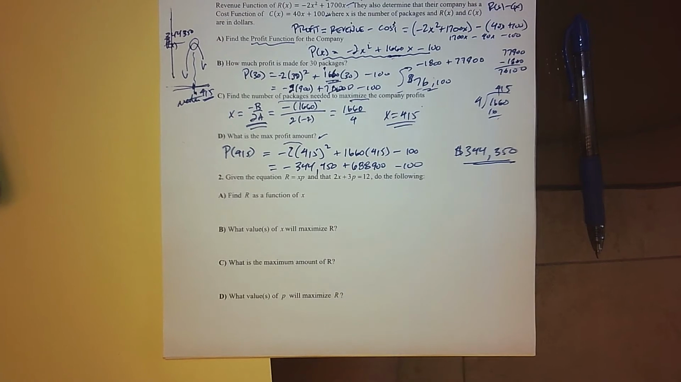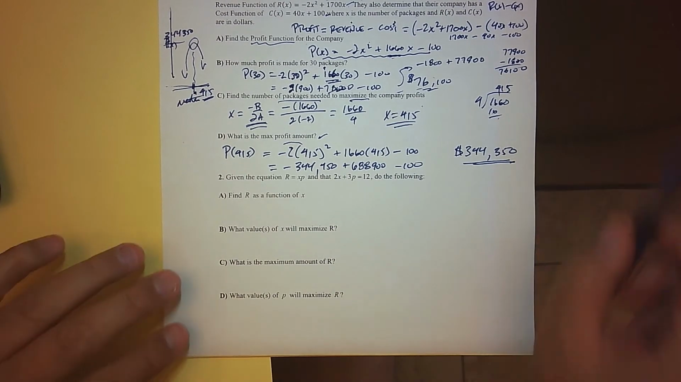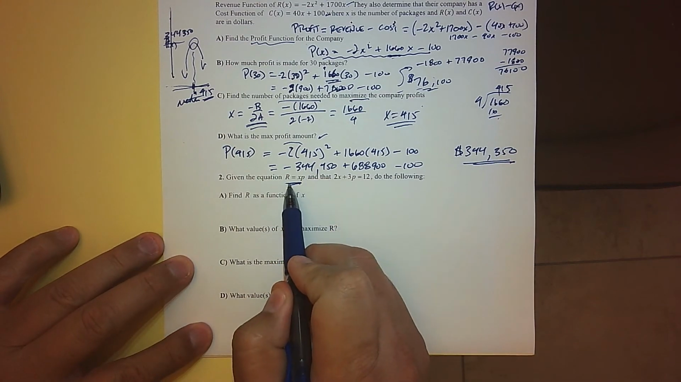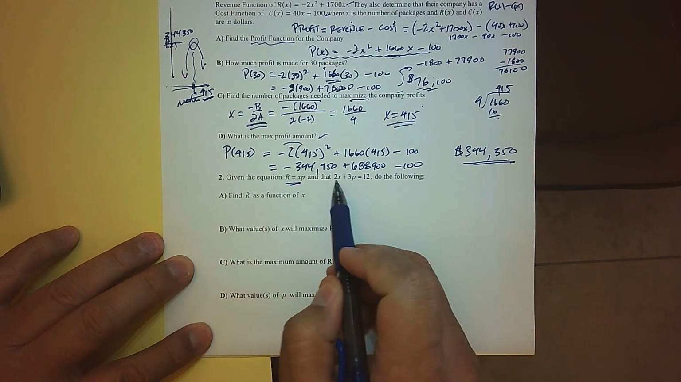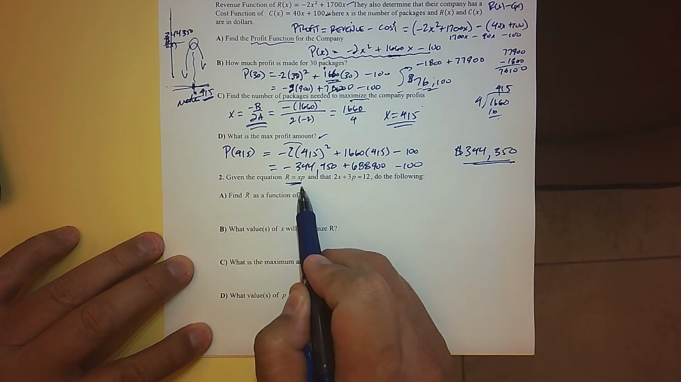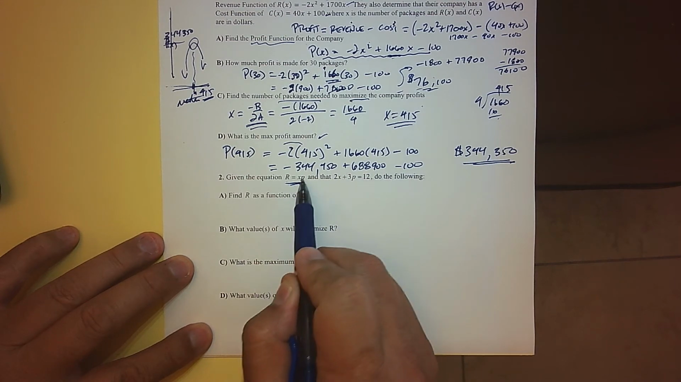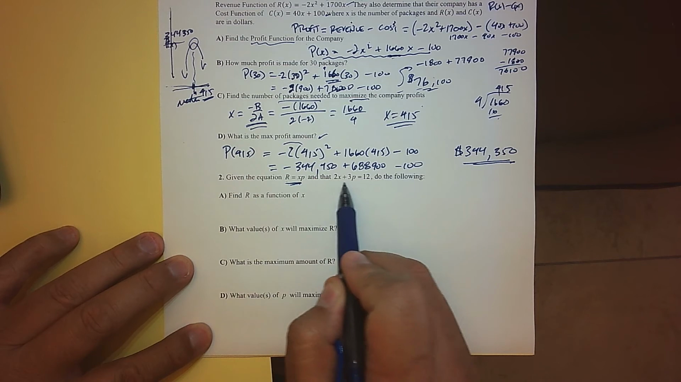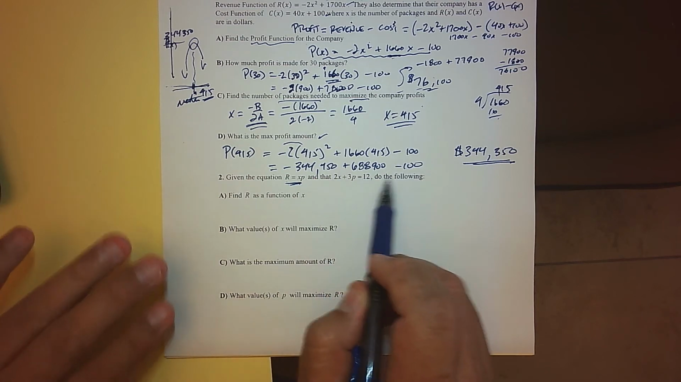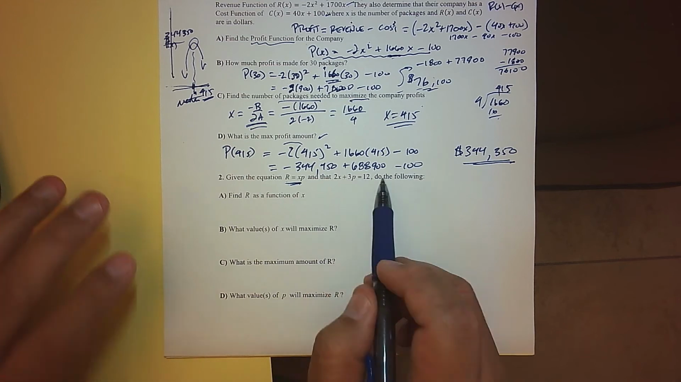All right, so in this next one, this is definitely one of those cases where we have a function, or we have an equation, capital R is equal to x times p, and then we're told that 2x plus 3p is equal to 12. This is one of those classic optimization problems where we're going to optimize something based off of a constraint.